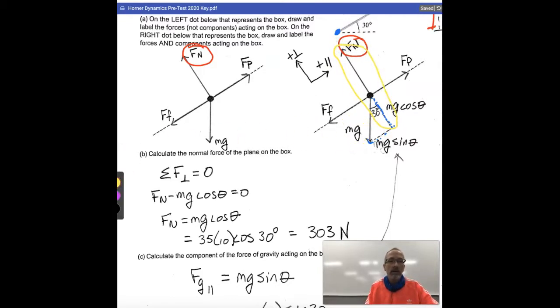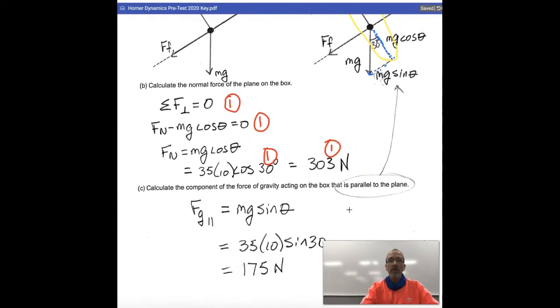At that point, what I did is I said sum of the forces perpendicular equal to 0. Then I went ahead and said, well, up is positive, up and to the left, so that's Fn minus mg cosine of the angle equals 0. That's a point. Plugging your numbers into the point and then getting the correct solution with the correct unit. Forget the unit, you won't get that point even though your number's right. That is your fourth point.